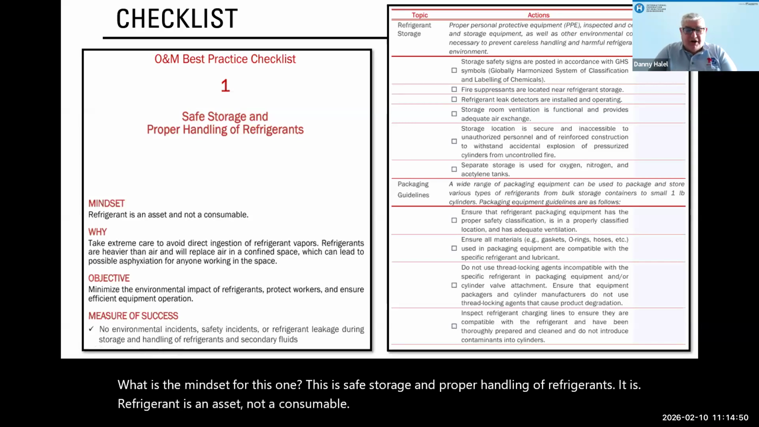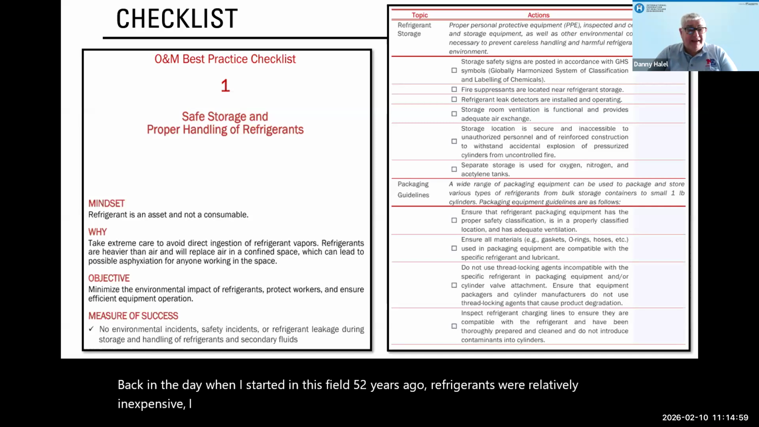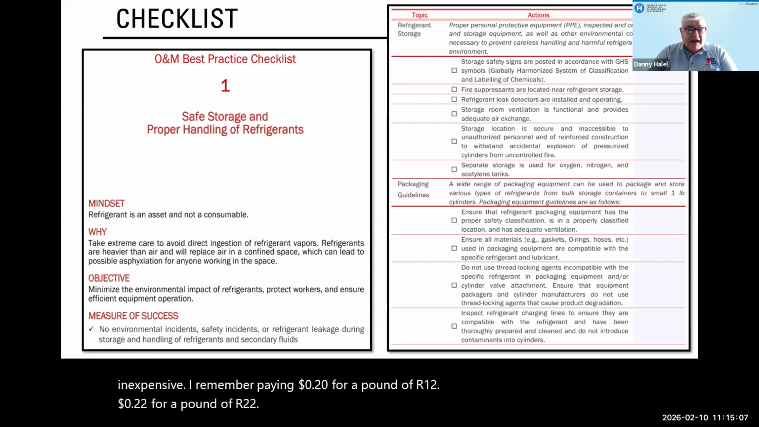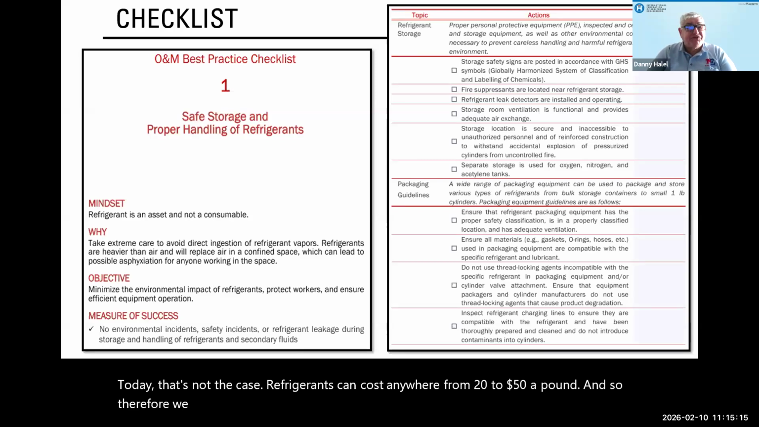Back in the day when I started in this field 52 years ago, refrigerants were relatively inexpensive. I remember paying 20 cents for a pound of R12. 22 cents for a pound of R22. Today, that's not the case. Refrigerants can cost anywhere from $20 to $50 a pound. And so therefore, we have to treat it differently. We have to treat it as an asset and not as something that we just consume.